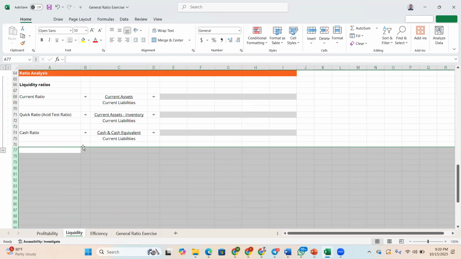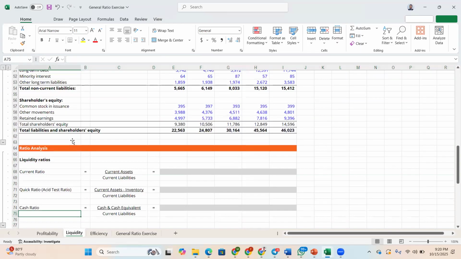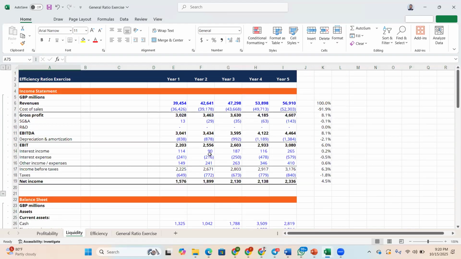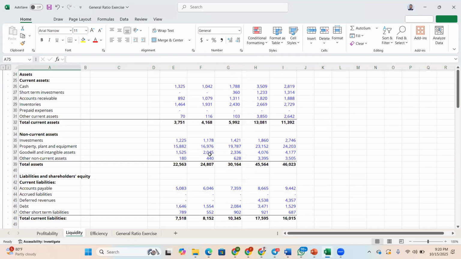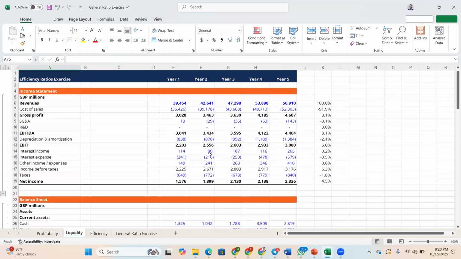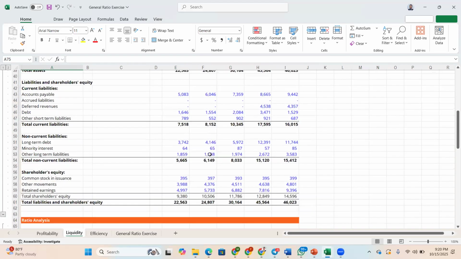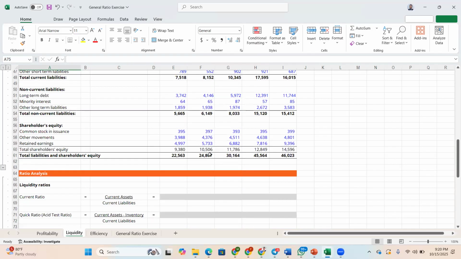All right, so let's quickly look at the liquidity ratio. The liquidity ratio, the current ratio, is current assets over current liabilities. So we want to look at the same company: what's the liquidity position? We say that in year two, the company has the highest profitability, the best profitability ratio in year two.